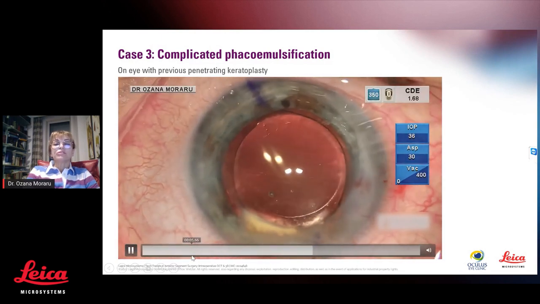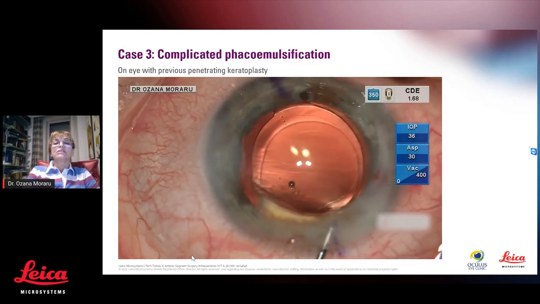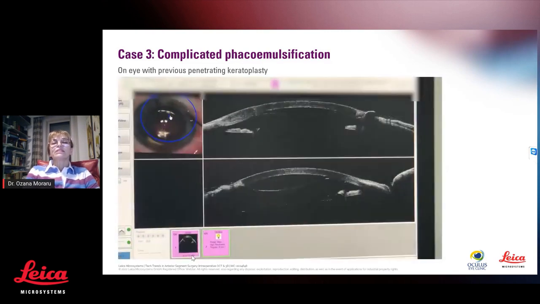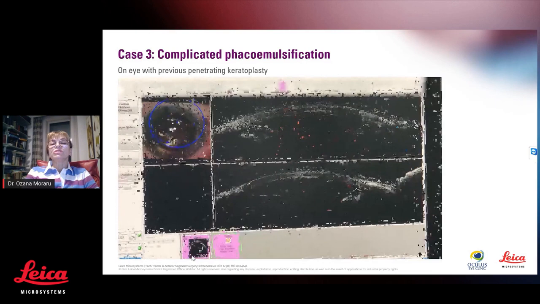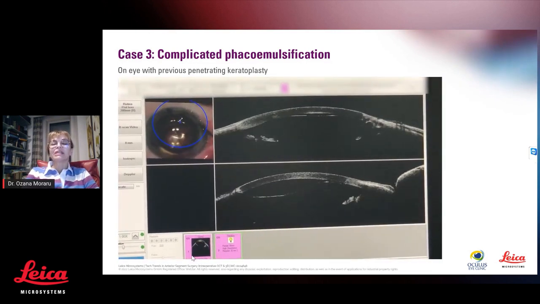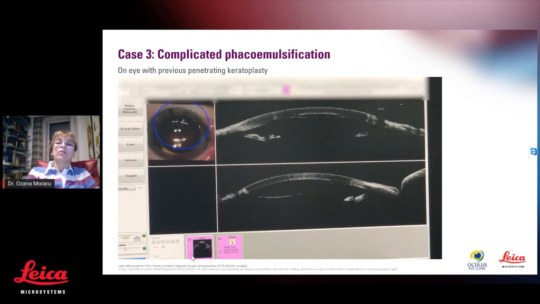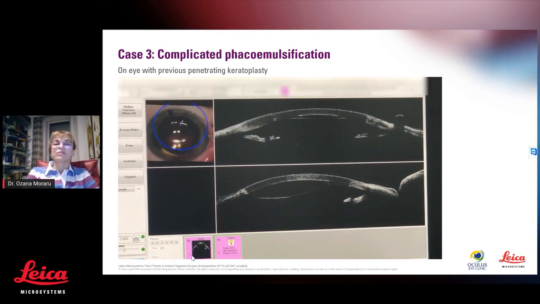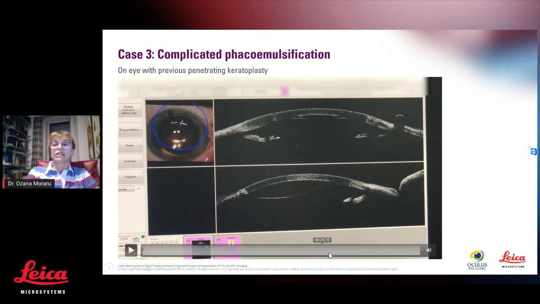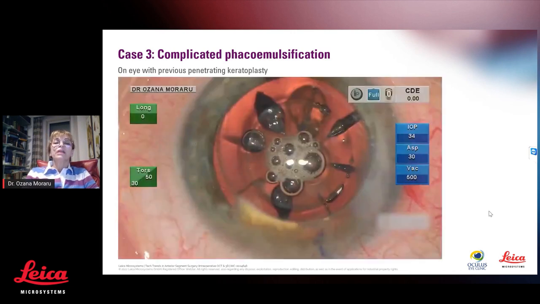When I attempt to hydrate the main incision, look here, you don't want to miss it. Look how this circular line appears. I assumed it was an accidental Descemet detachment, and indeed the OCT showed me that almost 90% of the Descemet was detached. I solved the problem in a similar way like I did in the previous case, by injecting air.